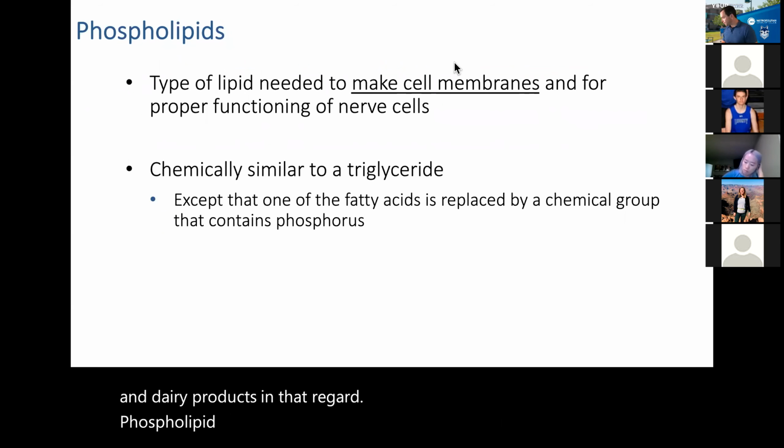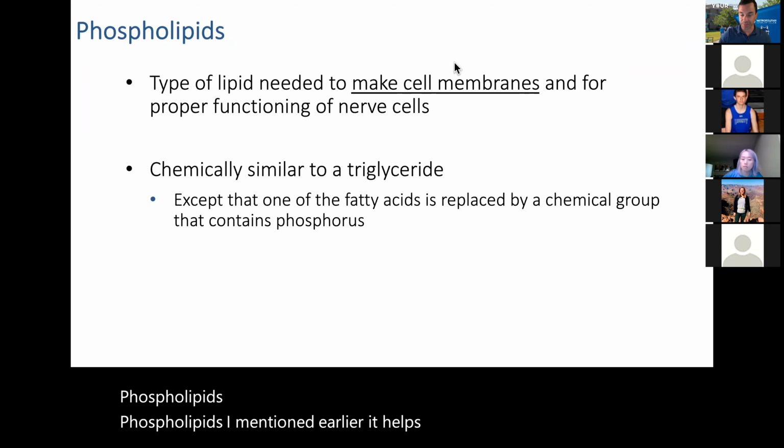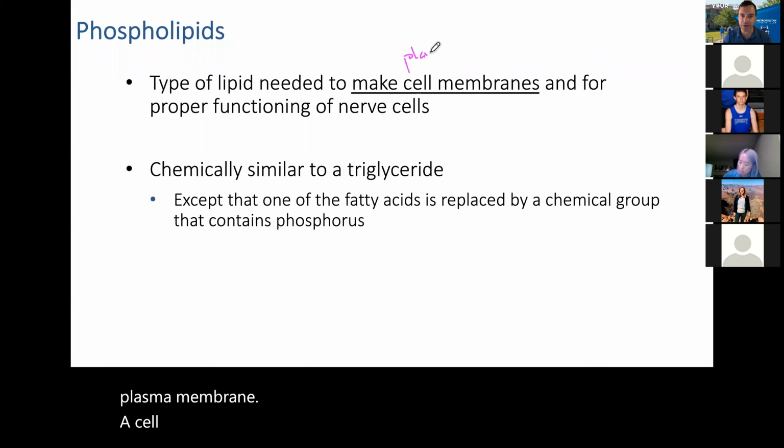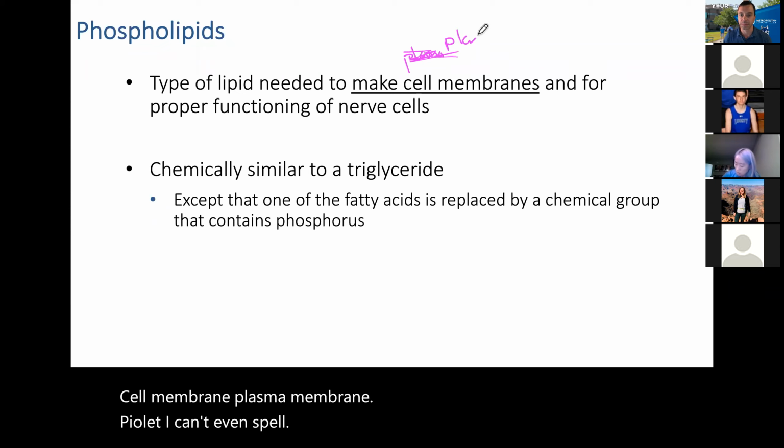Phospholipids. Phospholipids, I mentioned earlier, help make cell membranes. Okay, the plasma membrane, cell membrane, plasma membrane. I can't even spell. Plasma membrane, cell membrane is the same thing.